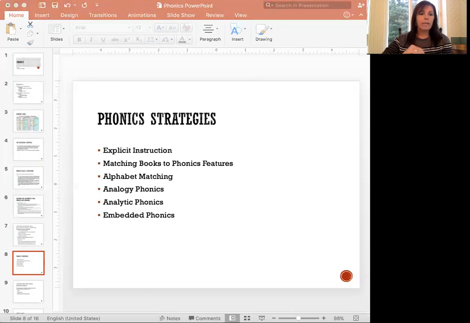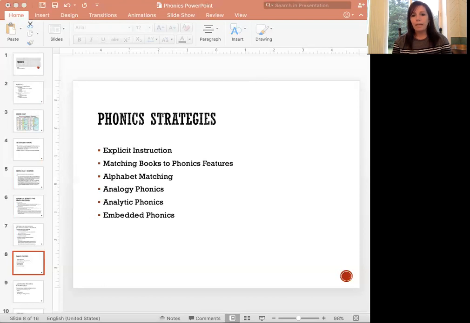Analytic phonics is teaching students to analyze the letter-sound relations. So really teaching students the ability to recognize letter-sound relations in previously learned words to avoid pronouncing sounds in isolation. The benefit is helping to code words by using those letter-sound relationships.